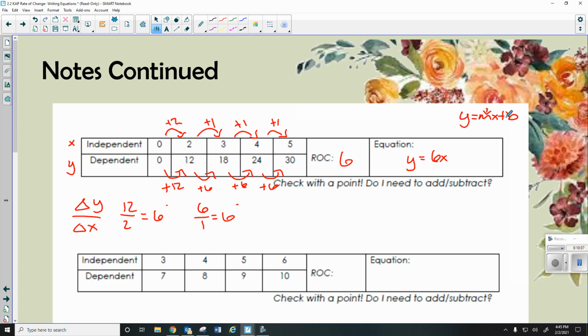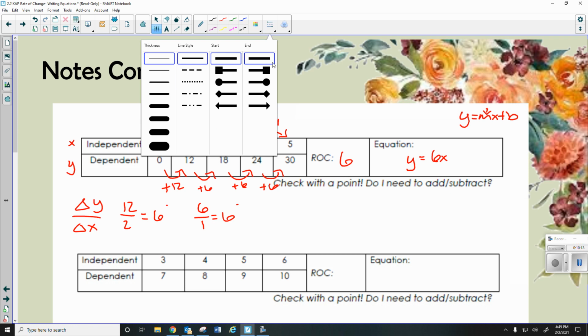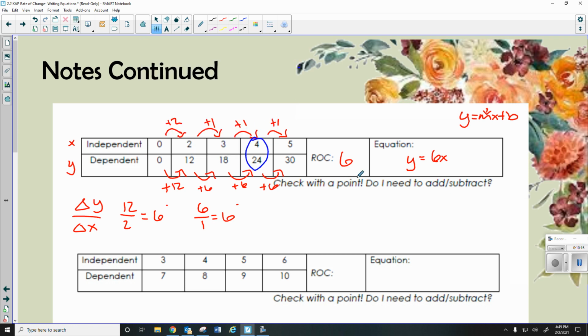But I want to check and make sure I don't need to add anything. Let's check with the point. It doesn't matter which point you use. I'm going to pick a random one. Hey, look, 4 and 24. If I put in 4, do I get out 24? If I do 6 times 4, do I get out 24? I do. So do I need to add and subtract? No, I don't.